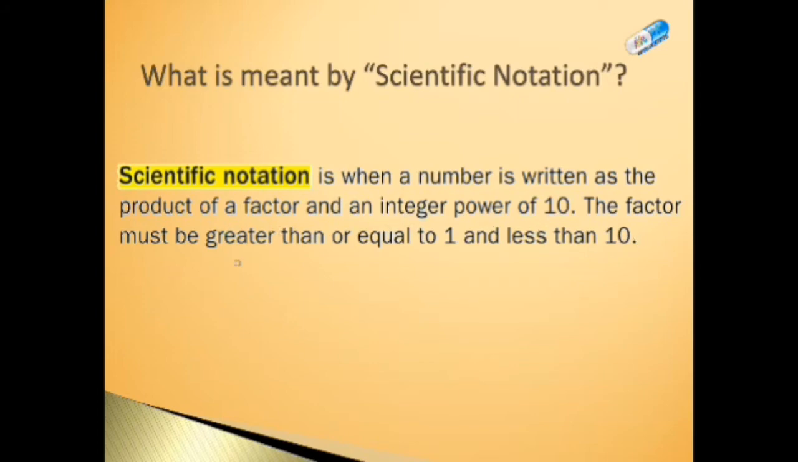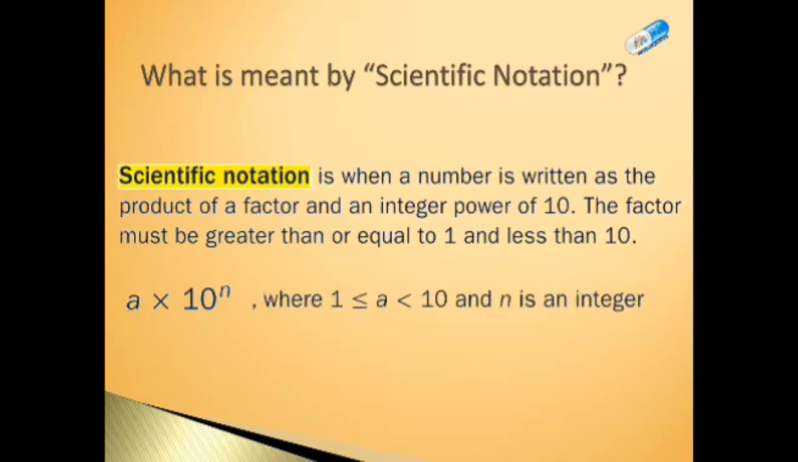The factor must be greater than or equal to 1 and less than 10. What does that mean? It means that any number that can be written in the form of a multiplied by 10 power n, where a is a rational number between 1 and 10, greater than or equal to 1 and less than 10. And n is an integer. It can be a positive or negative number.